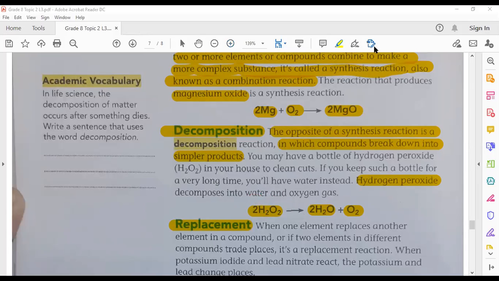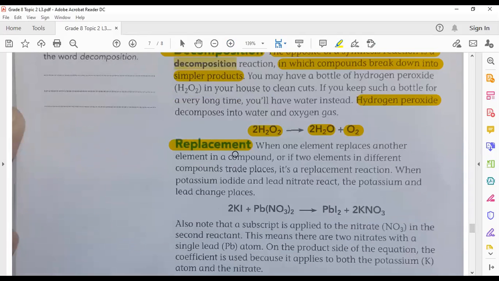The third type of reaction is called what? Replacement. By its name, replace the elements. When an element replaces another. In this example, potassium replaces lead, and lead replaces potassium. Look, what is the result? This is potassium iodide. It's made up of potassium and iodine. Here it's called lead.